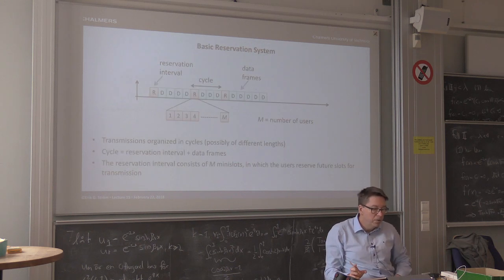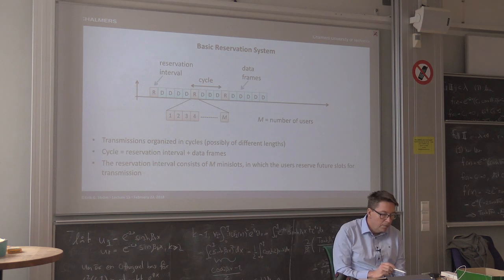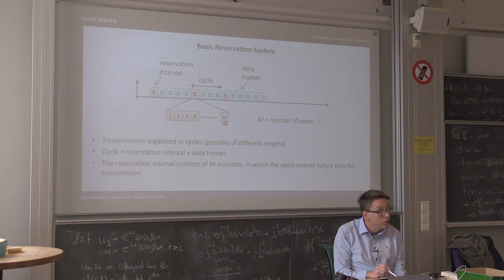Okay. A basic reservation system follows this mechanism that we have cycles. The cycles consist of a reservation period where we coordinate transmissions, and then there are transmissions. Then there is a coordination period and transmissions, a coordination period and transmissions. These cycles can be split out into this reservation part, which we can think of as consisting of M slots, where we coordinate who's going to transmit. The outcome of this coordination period results in a schedule for when things are transmitted. So transmissions are organized in cycles, possibly of different lengths. A cycle consists of a reservation interval and then data frames. The reservation interval consists of M mini-slots in which the users reserve future slots for transmission.